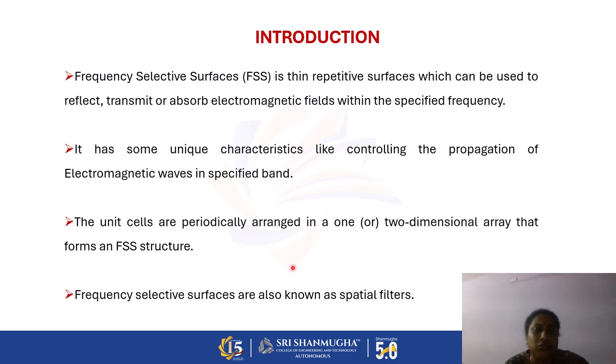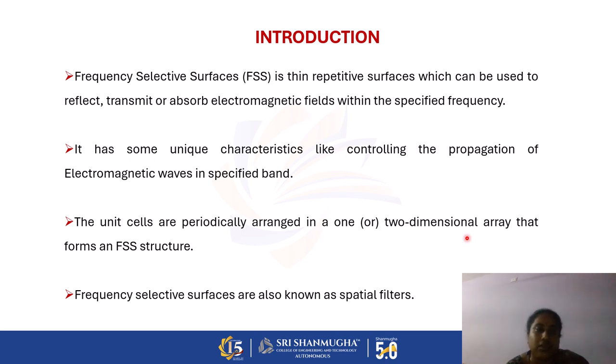Here the unit cells are introduced: the smallest identical elements of the FSS array, which contains a number of elements, is called a unit cell. In FSS, the unit cells are periodically arranged in a one or two dimensional array that forms the entire FSS structure. So the FSS is also called a spatial filter. The main function of the filter is to band stop or band pass the electromagnetic waves from source to destination. This is the main purpose of a frequency selective surface.